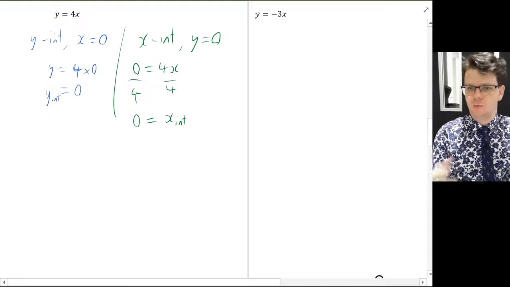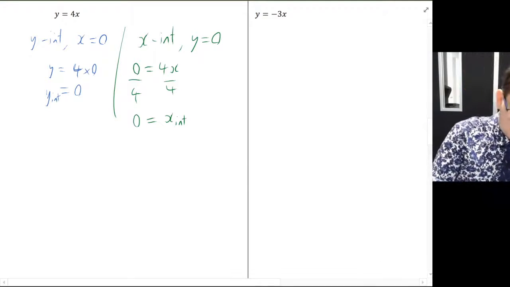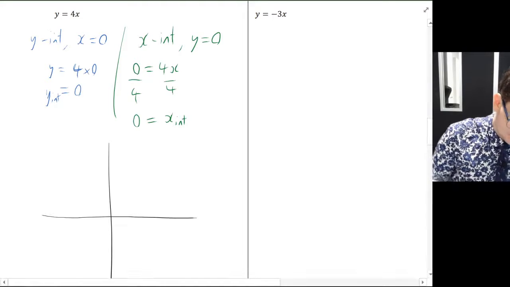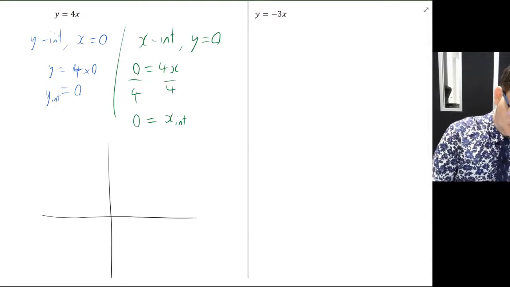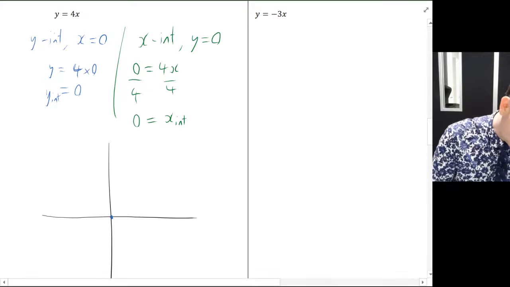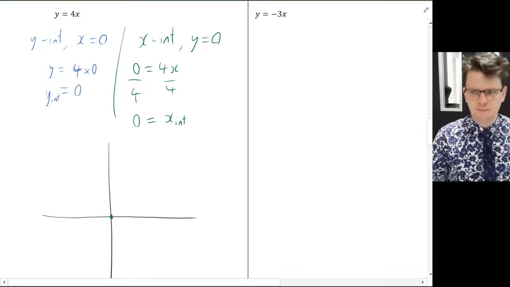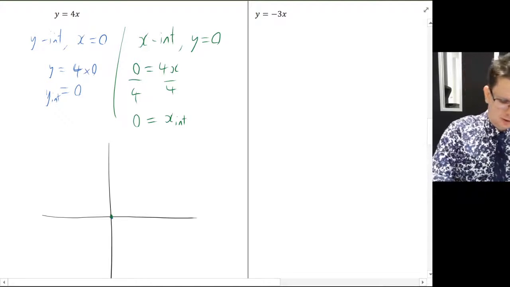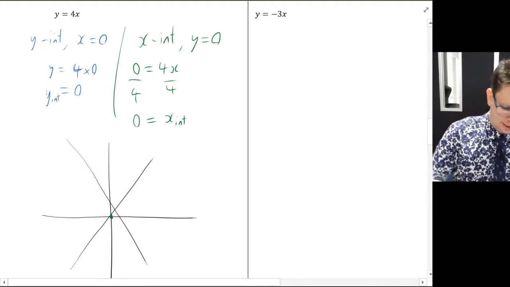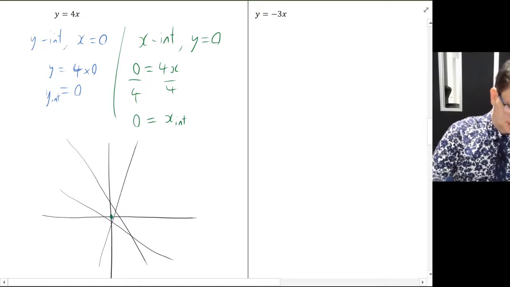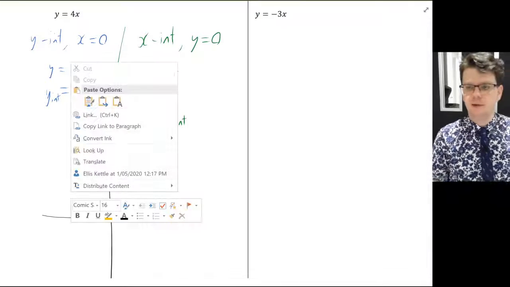when x equals 0, y equals 0, and when y equals 0, x equals 0. So my only intercept point is right here, because both x and y intercept at the origin. But then I've got a question. Does my line look like this, or like this, or like this, or like this? As long as it goes through the middle, it could be any of them.